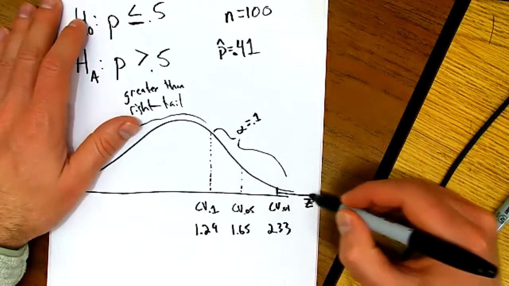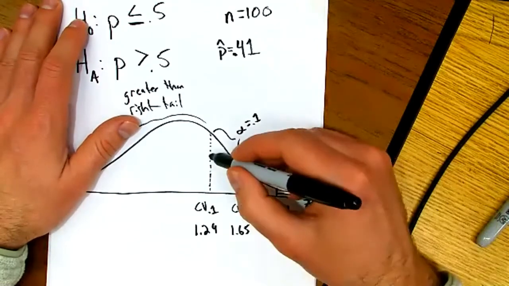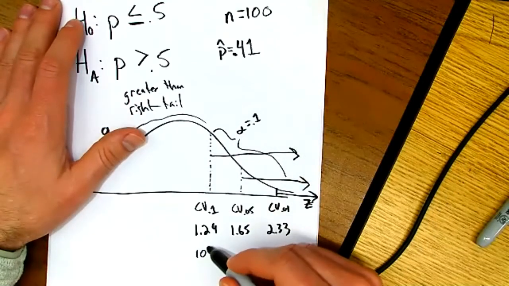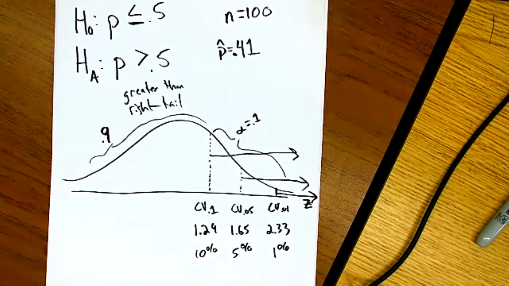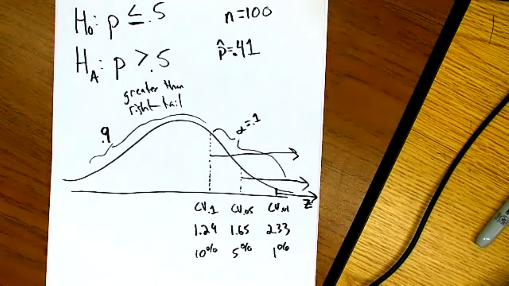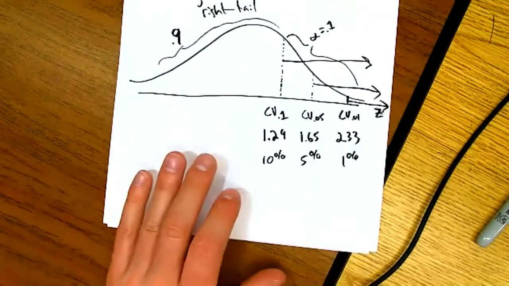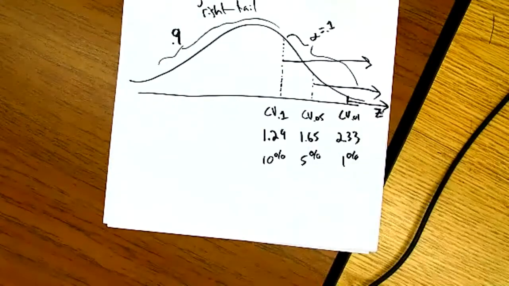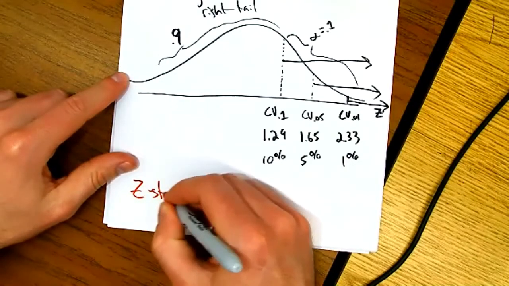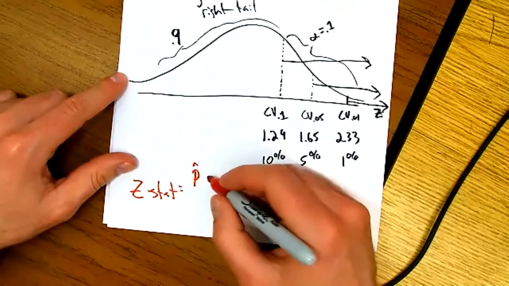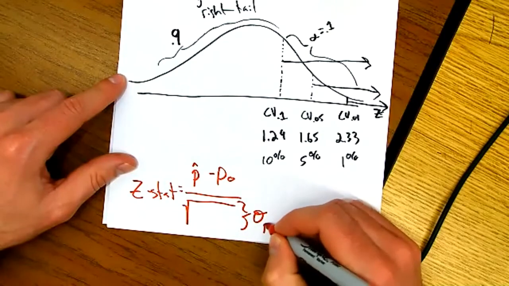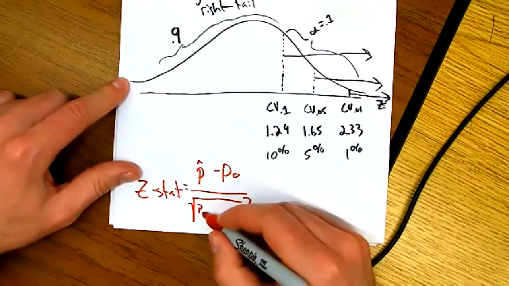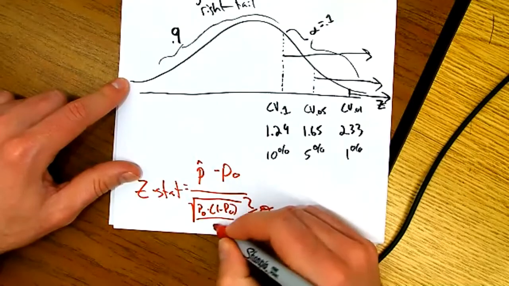So wherever my critical value is, the area to the right is my rejection region. So here I've got the 10, 5, and 1% significance levels. Which of these levels can I reject the null at? Well, it depends on where my test statistic is. So to find my test statistic, our equation was: take that sample proportion, subtract the assumed true proportion, and divide by the standard deviation of my sample proportions, which we can calculate using the following equation.